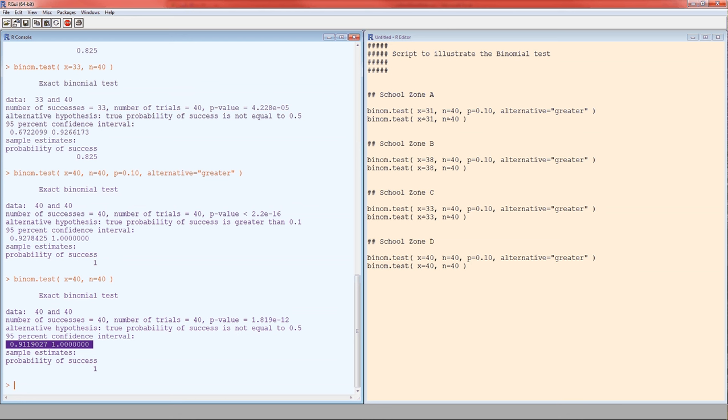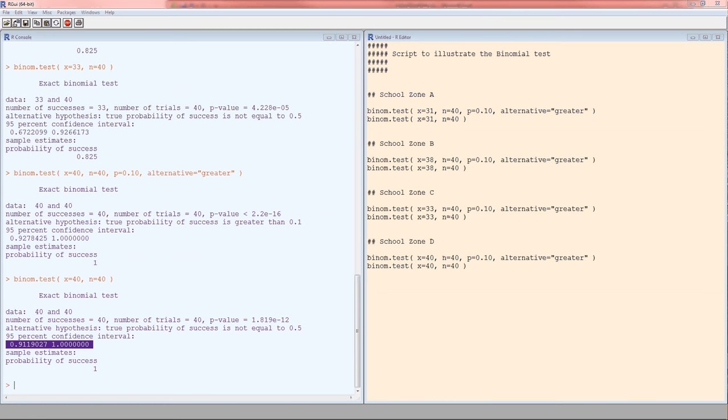So we rejected the null hypothesis in all four places. The proportion of violating drivers is much closer to 95% than it is to 1%. I hope this was helpful.